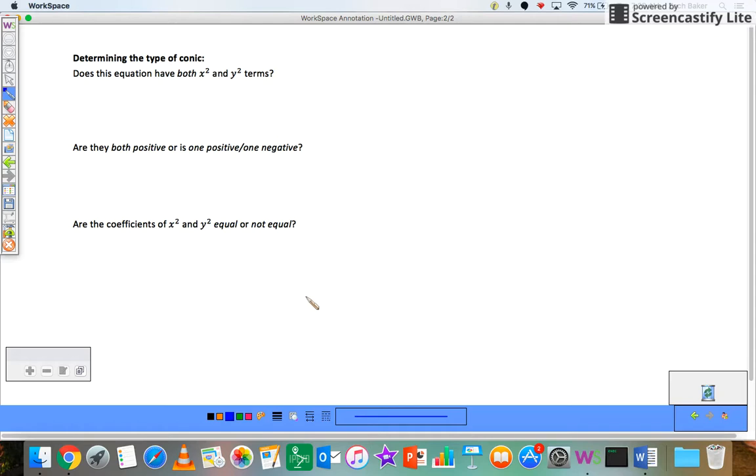Question 1: does the equation have both x squared and y squared? This is a yes or no question. If this is a yes, there are three possibilities for us. Our conic could be a circle, an ellipse, or a hyperbola. Again, if we are able to answer yes to this, it's going to be one of those three. Now, if it's a no, we can automatically say that it's a parabola, because if you go back to our equations for a parabola, only x squared or y squared was in there, not both of them. So that's question number 1.